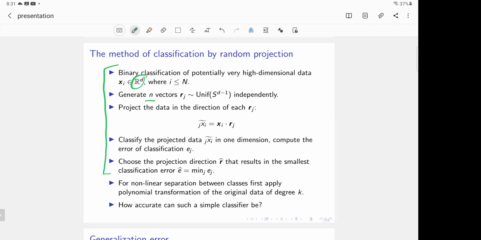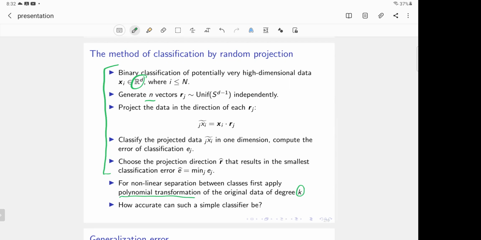This method gives a hyperplane separation between data, and in case that we would like to explore more complex separation, we propose to use polynomial transformation of the original data of some degree k before projecting. That would extend our feature space into a slightly higher dimension, D plus k choose k, and then we choose the random projection in that dimension. So we ask ourselves how accurate can such a simple classifier be?